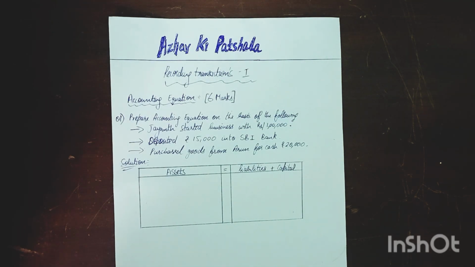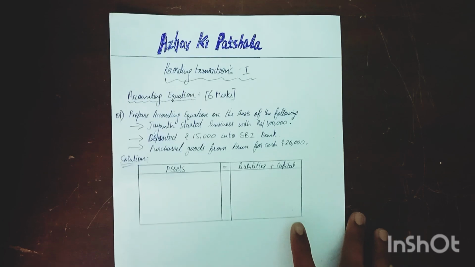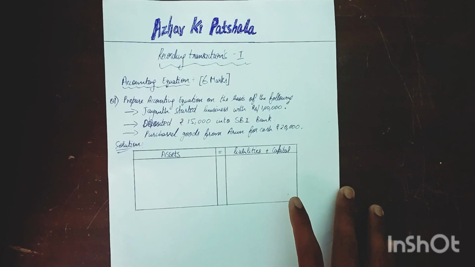In the last video we studied the recording of transactions under a topic called accounting equation. We studied the basic accounting equation, assets equals liabilities plus capital, how to find the assets, how to find the capital and how to find the liabilities. Now today we are going to learn about the accounting equation for 6 marks.